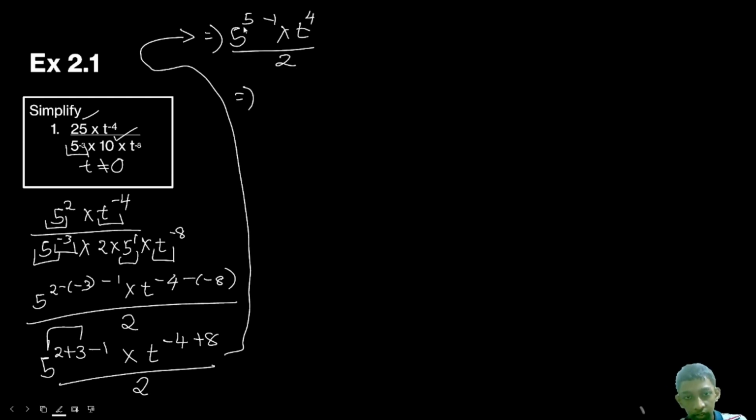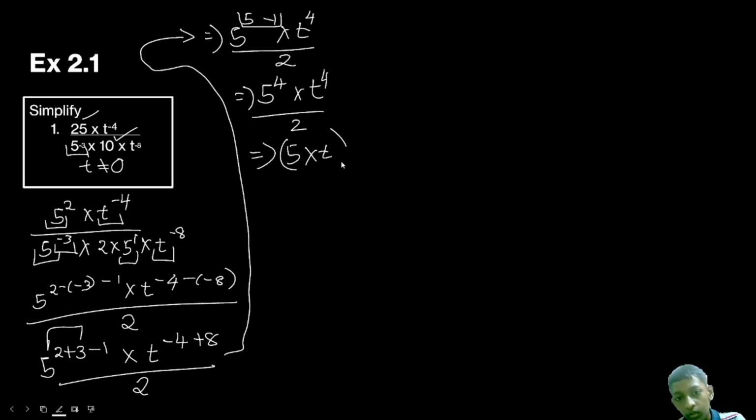And 5 raised to the power of 5 minus 1 is 5 raised to the power of 4, into t raised to the power of 4 by 2, which is equal to 5 into t whole raised to the power of 4 divided by 2. So this is the answer for the first one. Now let's move to the second one.